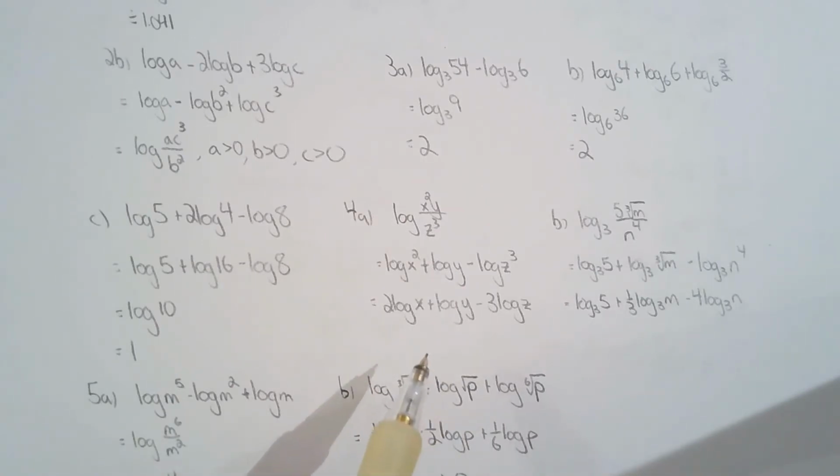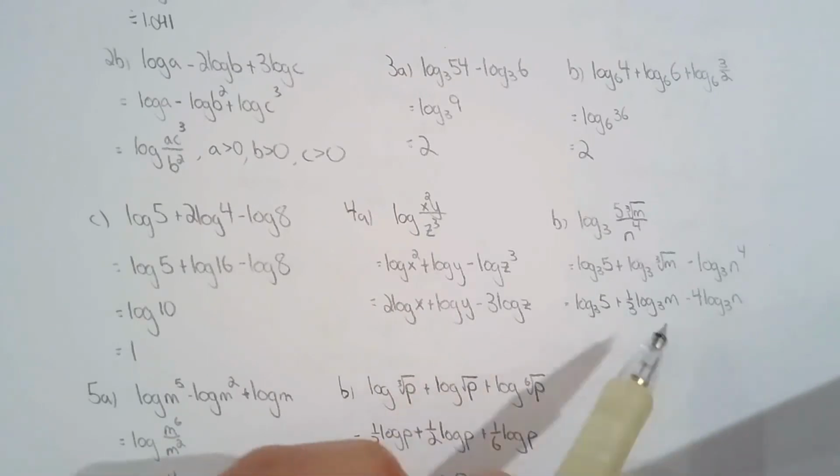And for number 4, I didn't state restrictions here, but if you want, you can add in the restrictions. But x, y, and z will all be greater than 0, and m and n will be greater than 0.